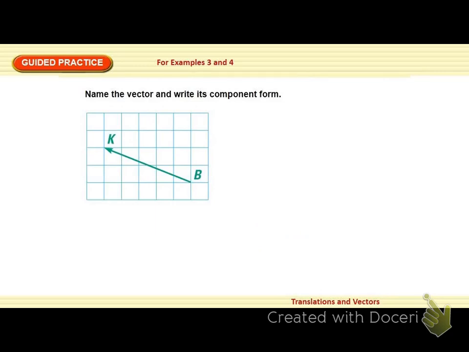One more. So vector BK and the component form will be -5, 2. That lets us know we're moving left 5, up 2.